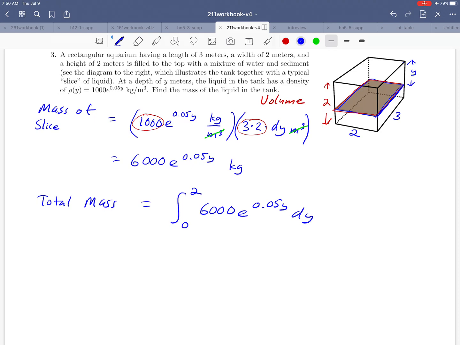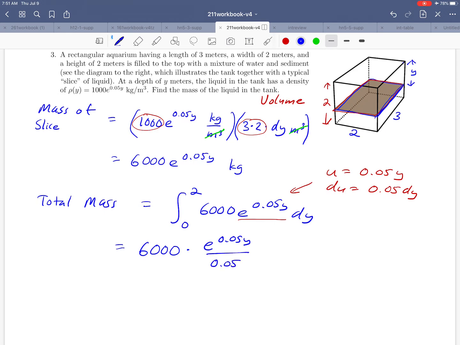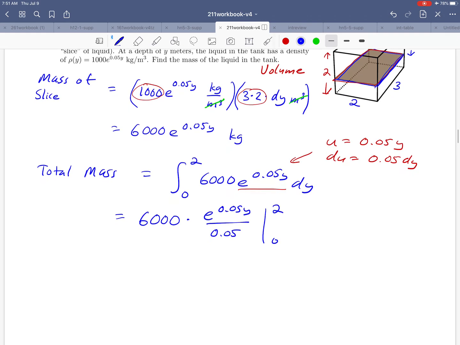Now we are ready to integrate. 6,000 is a constant, and then we need to integrate e to the 0.05 y. Technically, we would need a u substitution there. I'm not going to write out the details of this, but it would start out like that. You may be able to do this integral in your head by now. Either way you do it, you're going to get an antiderivative that looks like e to the 0.05y over 0.05. That 0.05 in the denominator comes from actually doing the details of the u substitution. Then we're going to evaluate between 2 and 0.